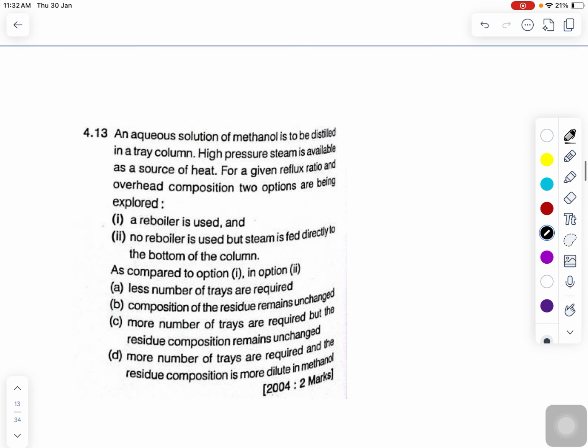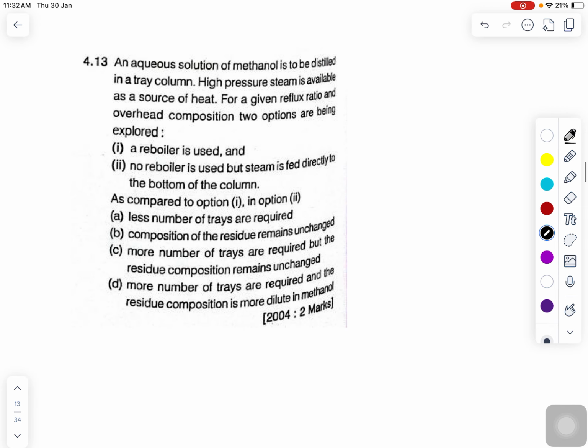Now moving towards the next problem, and here you can see the question says that an aqueous solution of methanol is to be distilled in a tray column. High pressure steam is available as a resource for it. For a given reflux ratio and overhead composition, two options are available. One, a reboiler is used, and the other, no reboiler is used, and steam is fed directly.